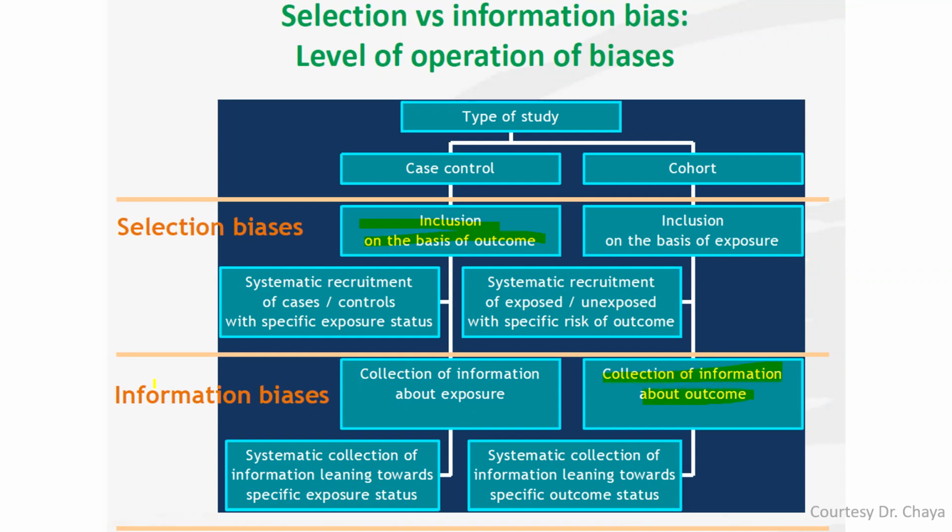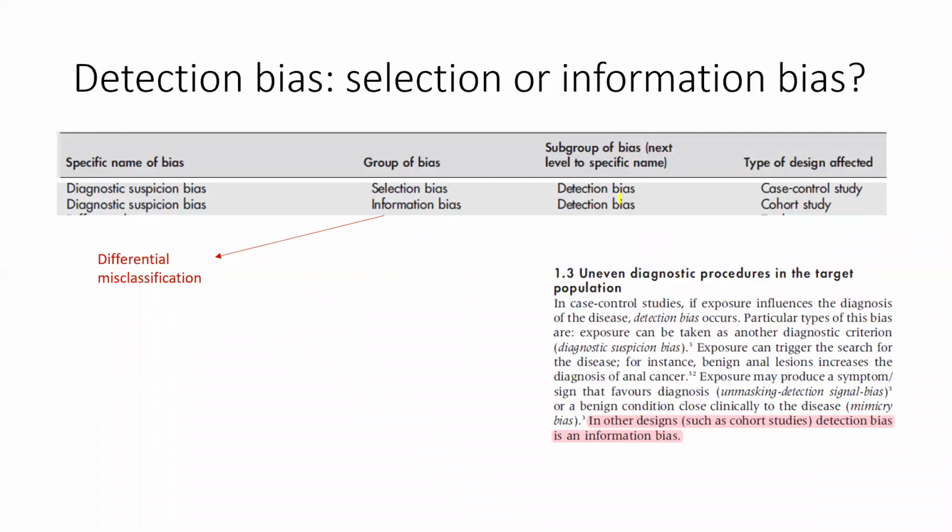Is it clear? Yes. Okay. Anyway, it's very, very well explained in this article. They're just showing you the difference, that both are the diagnostic suspicion bias. One, it's a selection bias when you talk about case control, and it's an information bias when you talk about cohort study. It's very well explained.